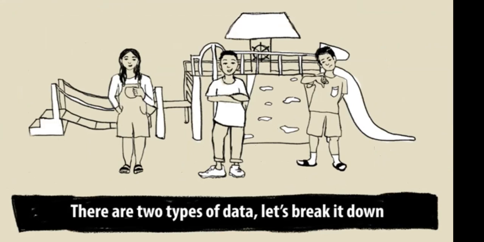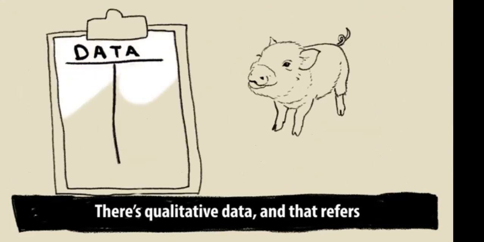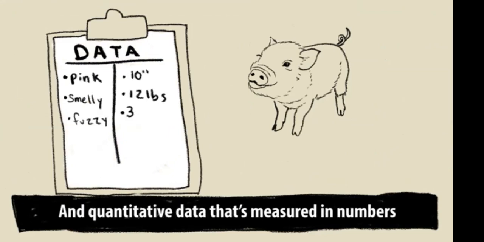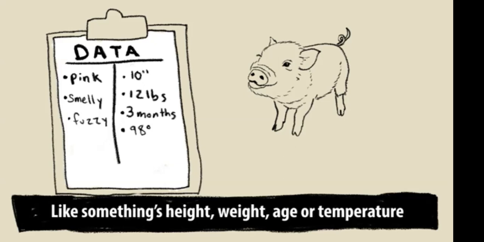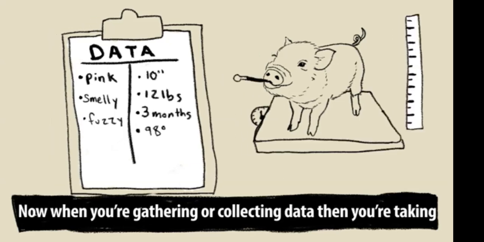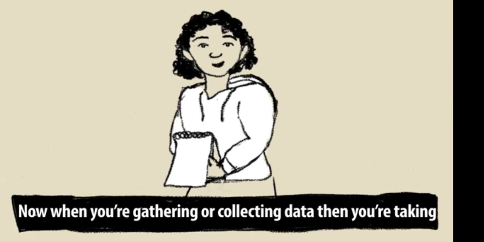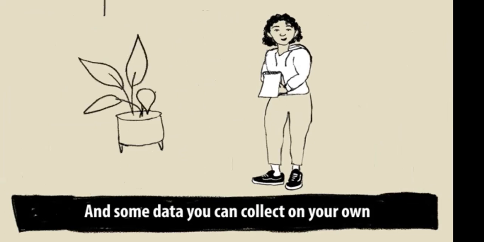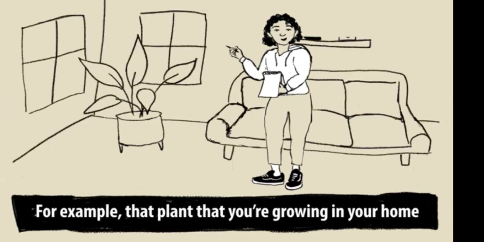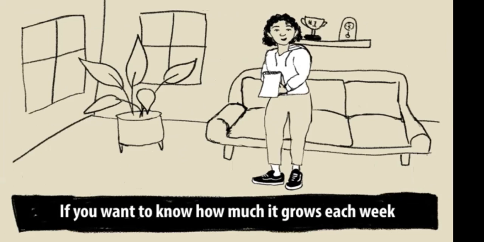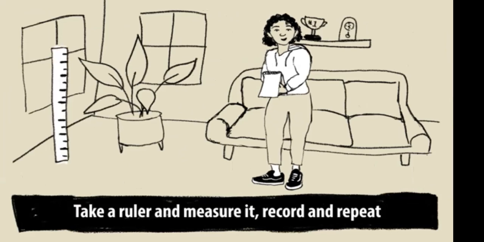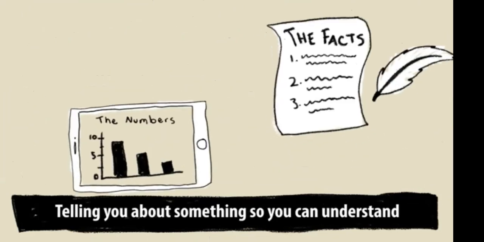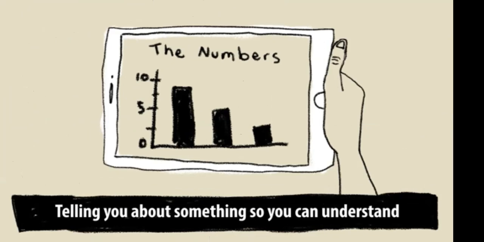There are two types of data. Let's break it down. There's qualitative data, which refers to an object's qualities recorded in words, and quantitative data that's measured in numbers, like something's height, weight, age, or temperature. When you're gathering or collecting data, you're taking measurements and notes and making observations. Some data you can collect on your own. For example, that plant you're growing in your home, if you want to know how much it grows each week, take a ruler and measure it, record and repeat. That's data. The facts and the numbers telling you about something so you can understand what it is.